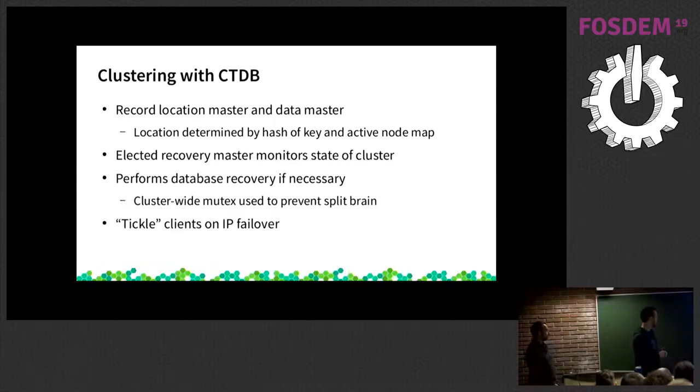Amongst the CTDB nodes, we have election of a recovery master, and in the event of an outage, that recovery master performs things like cleaning up mid-transaction. It also requires a cluster mutex. With CTDB, that's generally placed on the clustered file system backing the file servers. With Ceph, we have a helper binary which uses RADOS locks for that.